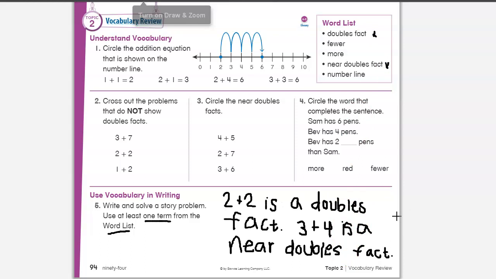So boys and girls, you can absolutely write your own story problem, but I know sometimes we need some help with spelling. So if you want, you can use Mrs. Collier's sentence, but make your own equations. So you can copy the is a doubles fact and is a near doubles fact, but I want you to put in your own doubles fact and your own near doubles fact if you choose to use this story problem. Now, if you want to write your own story problem, you absolutely can. But if you would like to use mine, you can just use different numbers, okay?